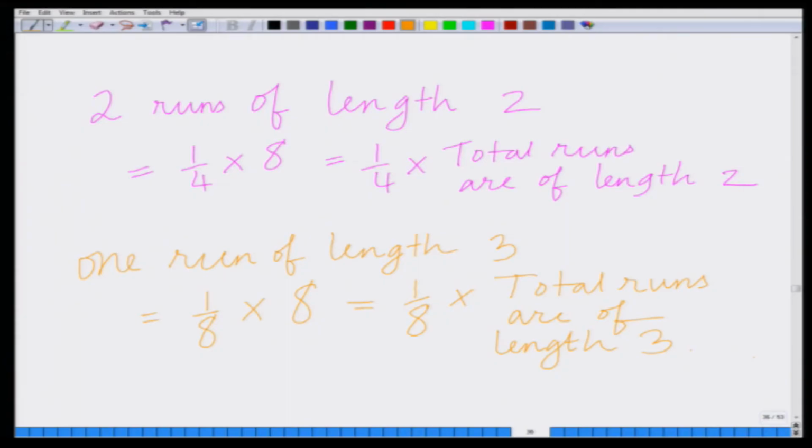So, what we are observing is something very interesting. Half of the runs are of length 1, 1/4 of the runs are of length 2, 1/8 of the runs are of length 3, and if you have a longer PN sequence, we will have 1/16th of the runs of length 4, 1/32 of the runs of length 5. In general, the fraction 1/2 to the power of n of the total number of runs is of length n.